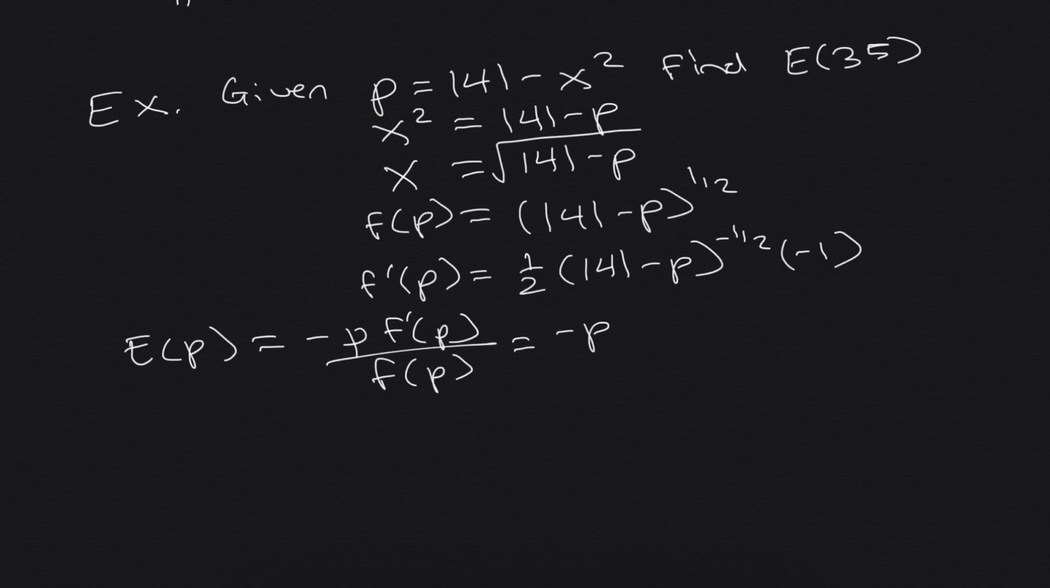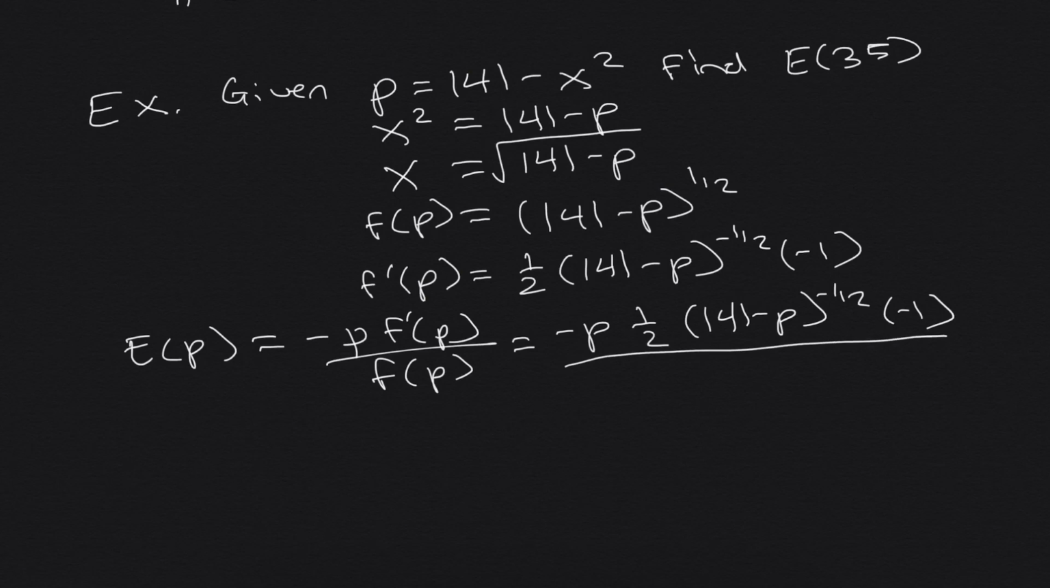It might cancel at some point. It's possible, but it's always going to show up in the formula itself. F prime of P, we just found that. That was a 1/2, a 141 minus P to the negative 1/2, and a -1. We are going to divide that by F of P. That's on the previous line. That's 141 minus P to the positive 1/2.